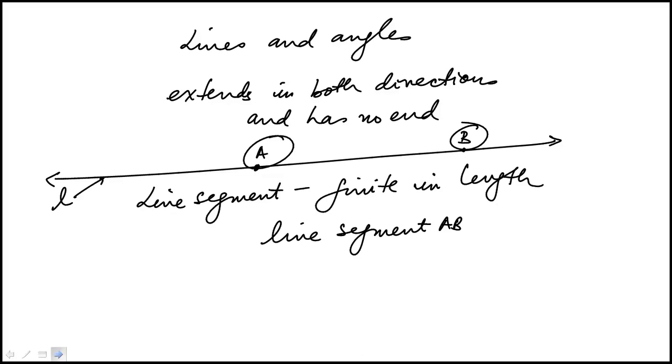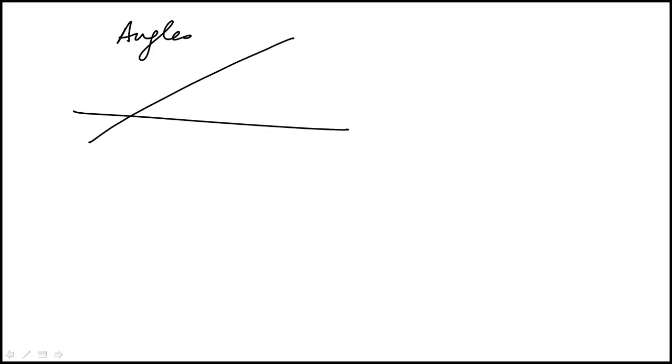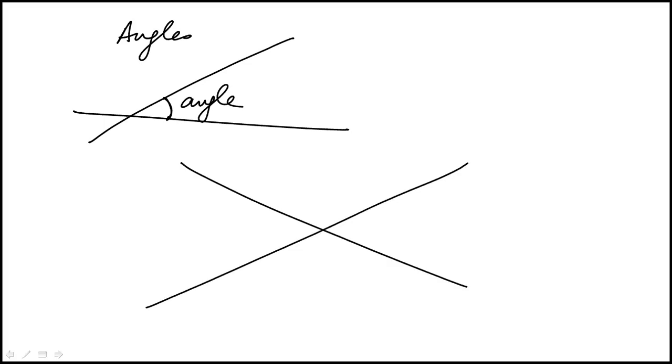And angles just refer to an opening. So if you have, say, two straight lines that intersect, we refer to this as an angle. And one of the basic concepts is if you have two straight lines that intersect, we notice that these two angles are equal. And these are called vertical angles.